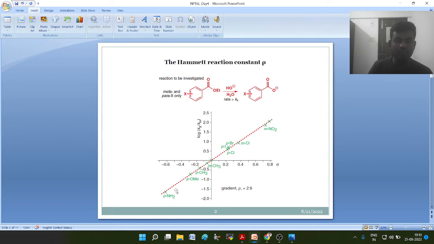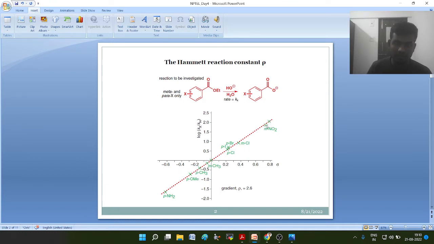When it comes to an electron releasing group, like X being para-amine group, NH2 group, or para-methoxy group, we see that the sigma value is negative for this substituent, and also Kx by Kh, this Kx is less compared to Kh. Again, I am saying Kx, the rate of the substituted one, is less compared to the Kh. So the log value will be negative here. So that's why we see a negative one.